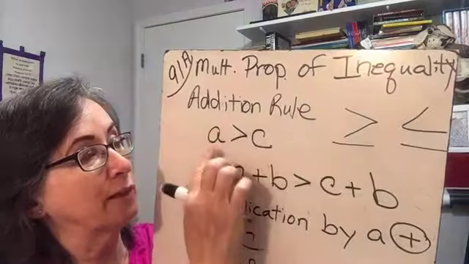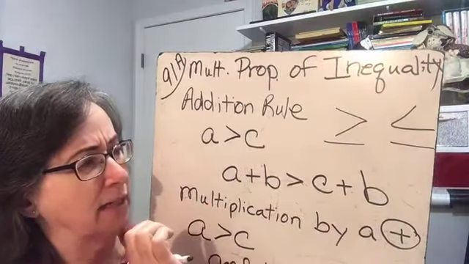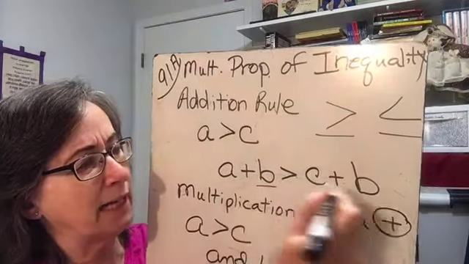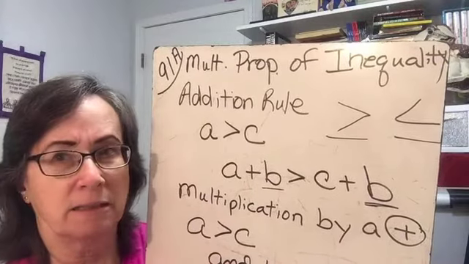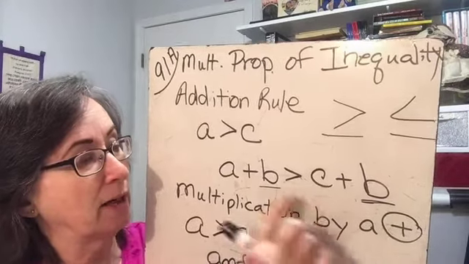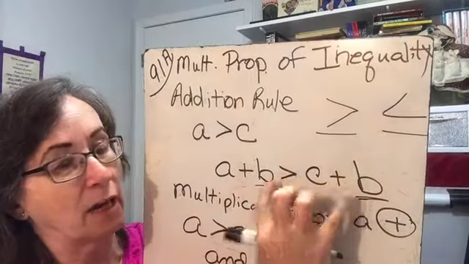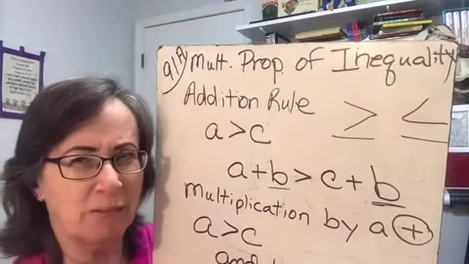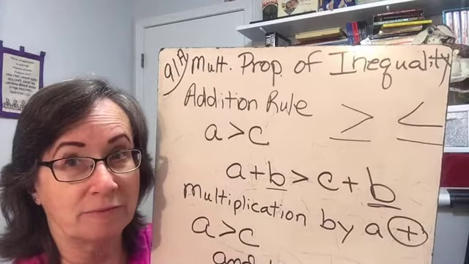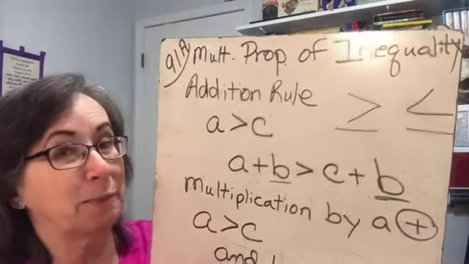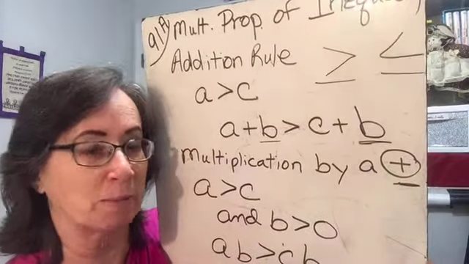So the addition rule is easy. The addition rule, if we have A is greater than C, so the left side is greater than the right side, and then we add the same quantity, and here it doesn't matter whether the quantity is positive or negative, the left side will still be greater than the right side when all we've done is add a B to both sides. So that's really pretty much the same as the additive property of equations.